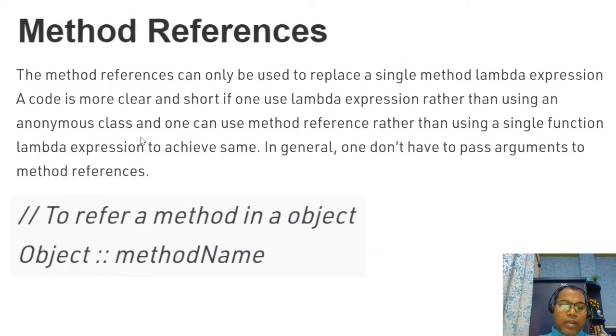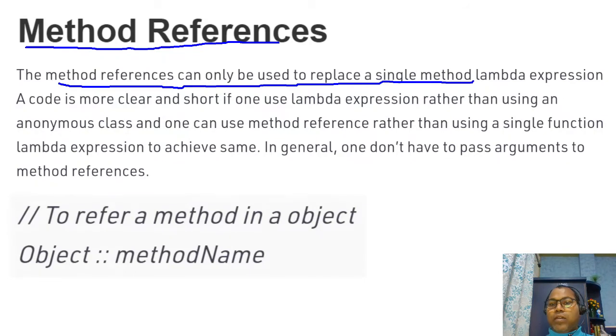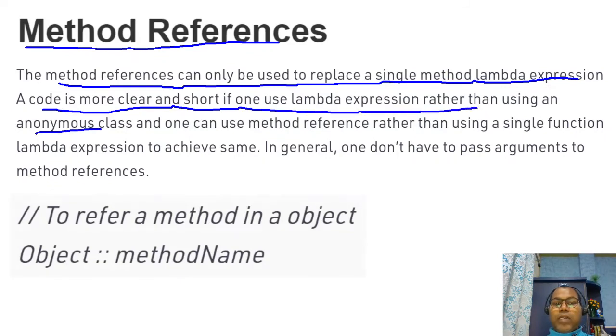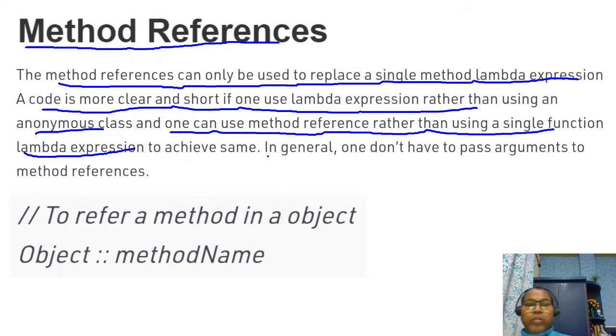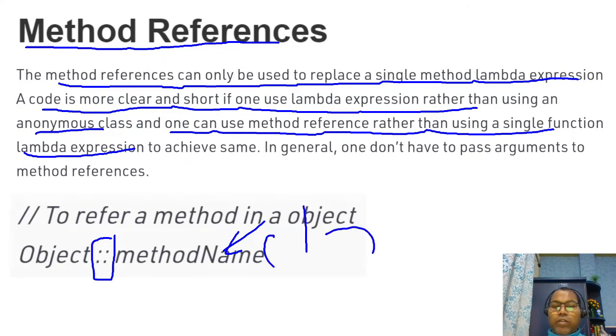Okay, and the last thing we talk about is method references. From Java 8 onward, method references can be used to replace a single-method lambda expression. The code is clearer and shorter if you use lambda expressions rather than anonymous classes, right? And one can use method references rather than a single-function lambda expression. So generally, sometimes you want to invoke a method, and this is the new operator from Java 8 onward. Use a method reference. Any method name you can use from here, if that method takes only one input argument.